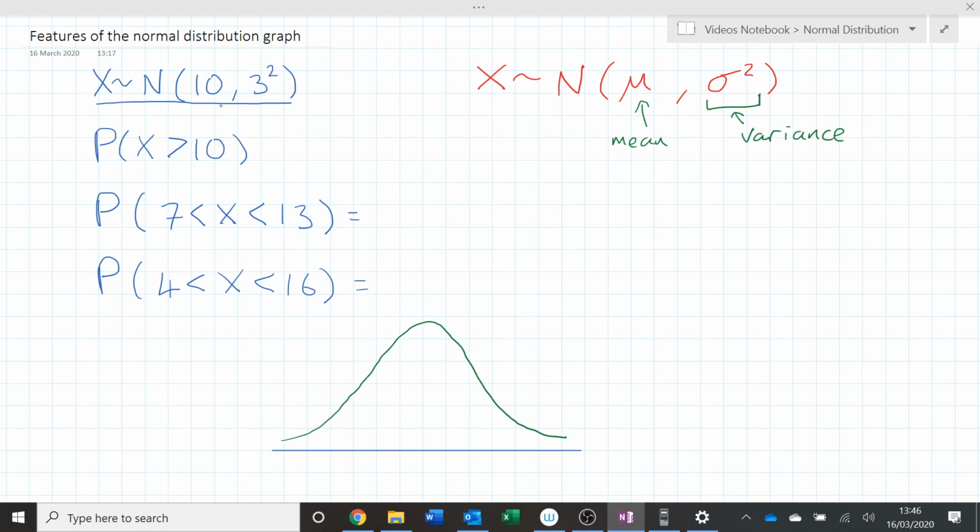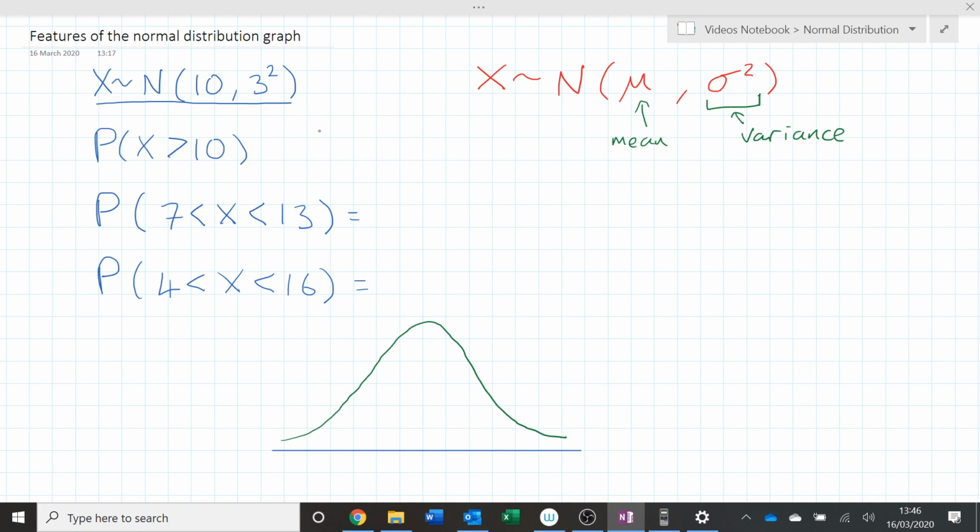As you can see, I might quite often write it 10, 3 squared. Because I'm immediately going to be thinking about the standard deviation, quite often you'll see it written 3 squared. However, if that was written 9, you would need to know that actually the standard deviation was 3.